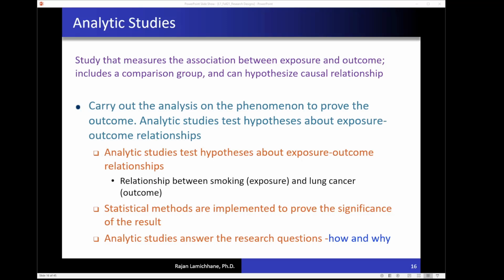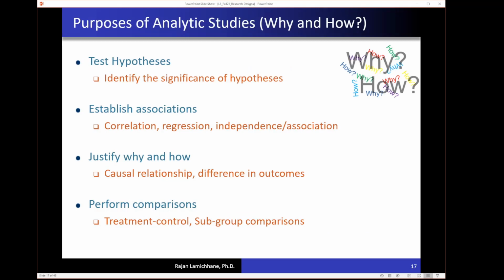Descriptive studies answer the questions about who, where, and when, but analytical studies answer how and why. So the results from analytical studies could be implemented to prove the significance of the outcome or the result. There are four major purposes of the analytical studies. First purpose is to test the hypothesis in order to justify the claim, or prove or disprove any kind of claim.